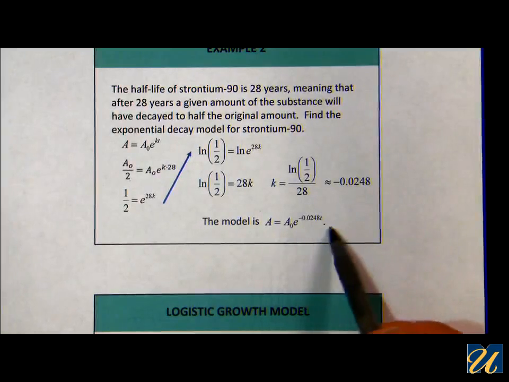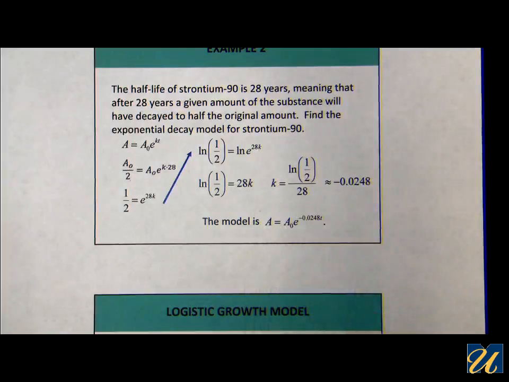Now we write down that exponential model, A equals A0 e to the negative 0.0248t, and yes, the negative 0.0248 means that the amount of substance of strontium-90 will be decreasing by 2.48%.